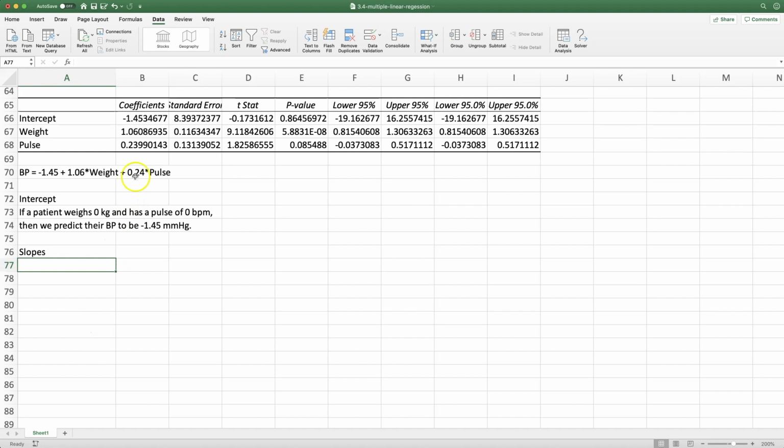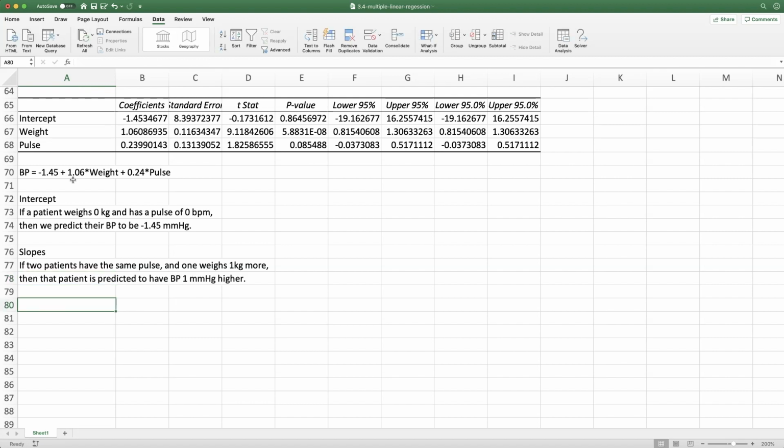The slope for weight says that if the pulse stays the same, if two patients have the same pulse, so pulse is constant, but one person weighs 1 more kilogram, then that patient that weighs 1 more kilogram will have a blood pressure predicted to be 1.06 millimeters mercury higher.